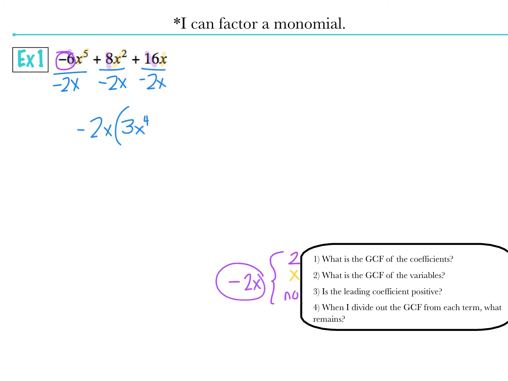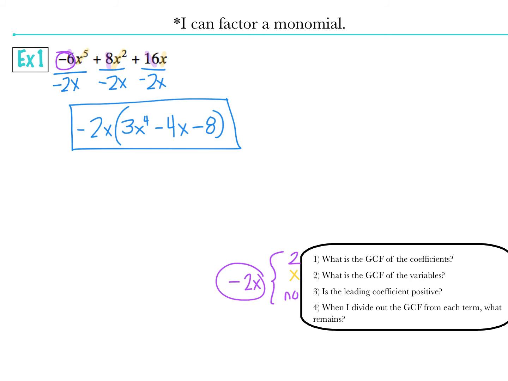All right, so 8 divided by negative 2 is negative 4. And if I have 2 x's and I take one and put it out front, then I'm left with 1 x inside. And I can double check, negative 2x times negative 4x is positive 8x squared. And then I take 16 and I divide it by negative 2, and that gives me negative 8. And if I have just one x, and I take an x and put it out front, then I'm left with no x's inside, and that is my answer.